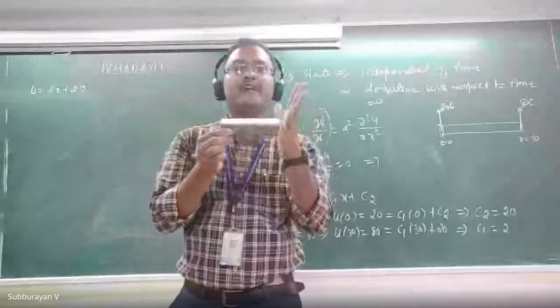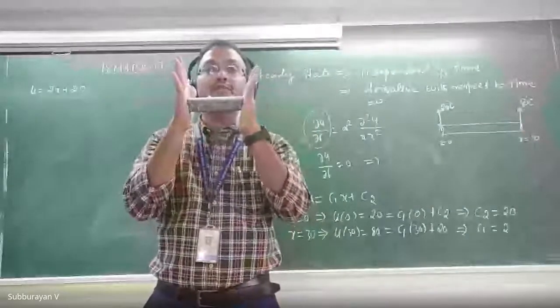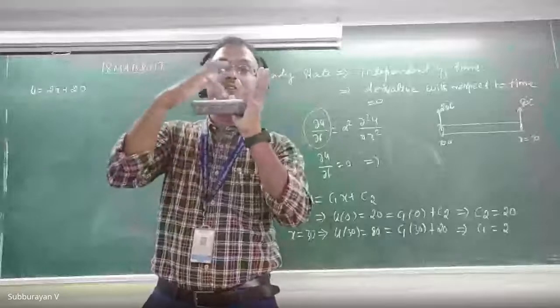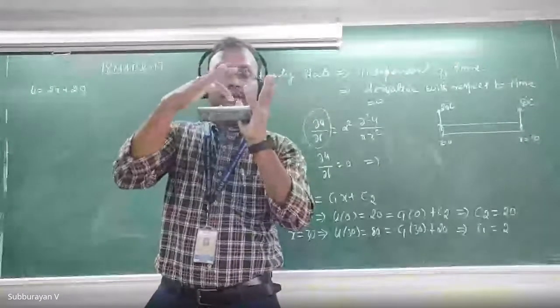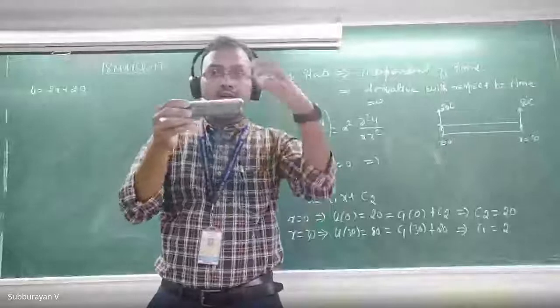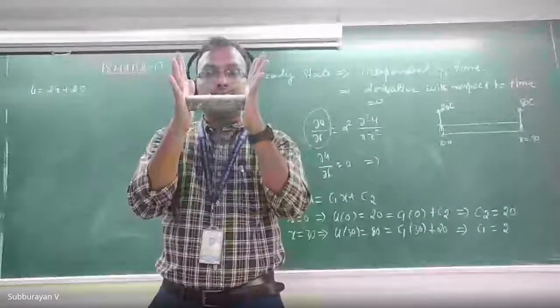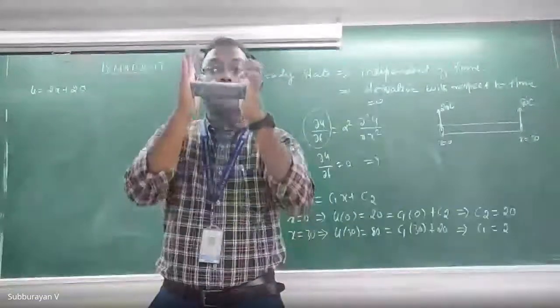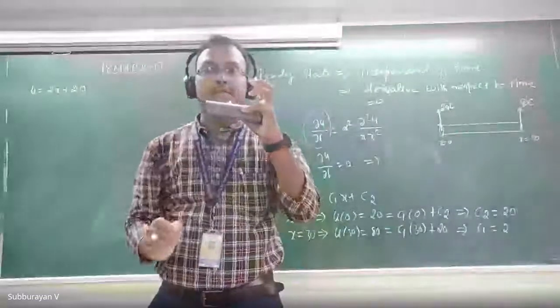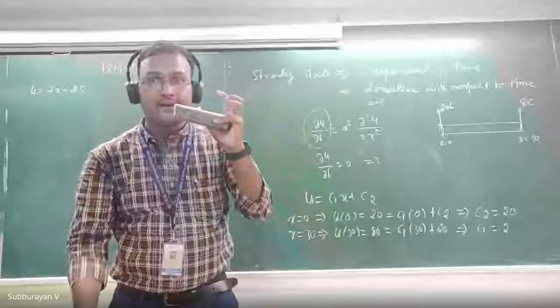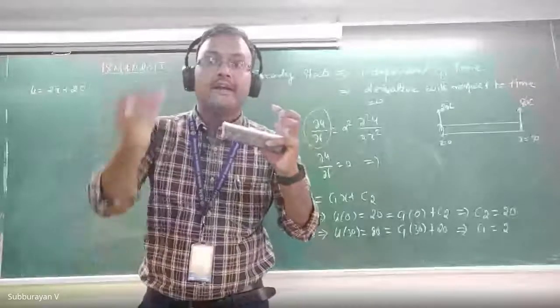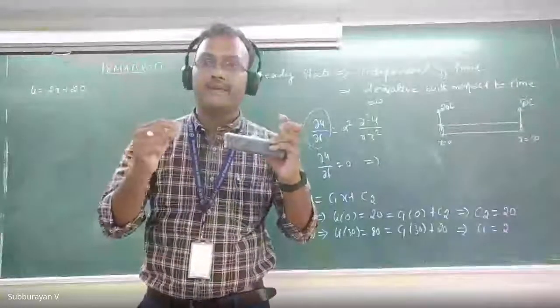Because we are maintaining 0 degrees Celsius at both ends, but initially we have some non-zero temperature along the rod. If we keep on giving 0 temperature at both ends, then automatically the temperature gets reduced. So that means it is depending on time also.